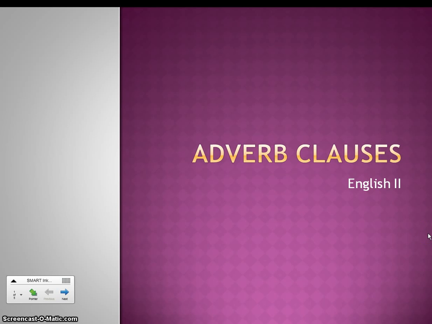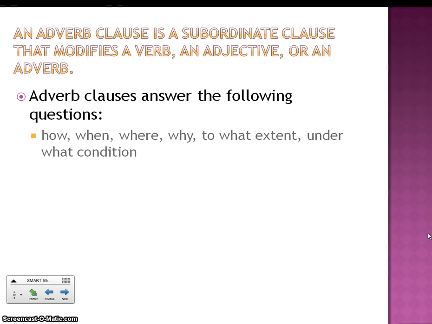Adverb clauses. An adverb clause is our second type of subordinate clause, and it modifies a verb, an adjective, or an adverb. Just like a regular adverb does, it modifies those three things. An adverb clause is going to answer one of the following questions. It's either going to tell you how, when, where, why, to what extent, or under what condition.